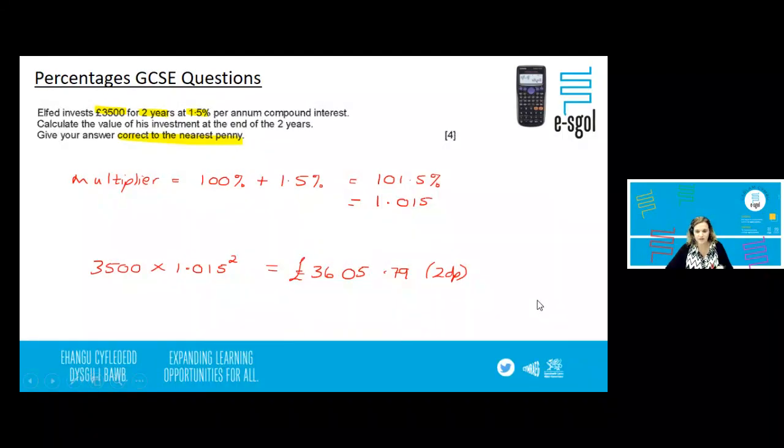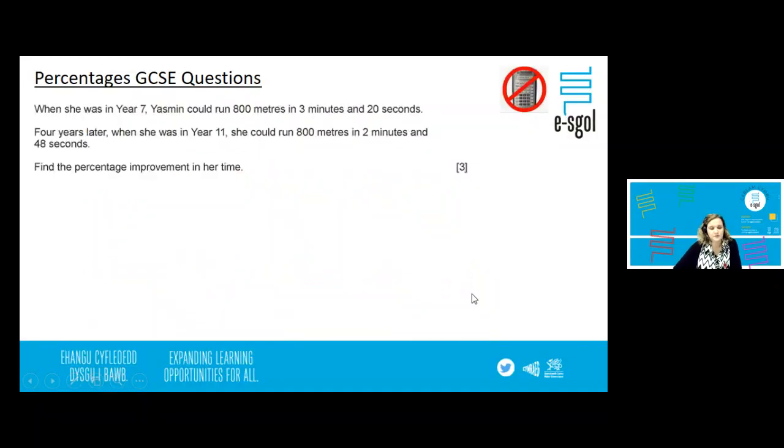Okay, so that is your 4 marks for that question. It's quite generous for that question, since you are pretty much just doing one line of workings and then straight into the calculator. On to the next one.